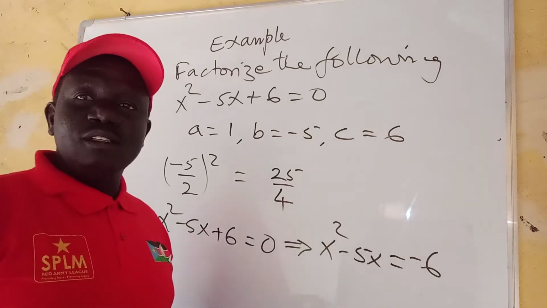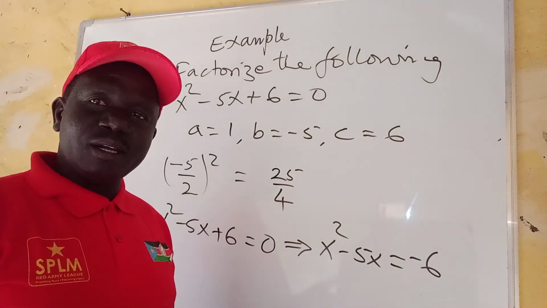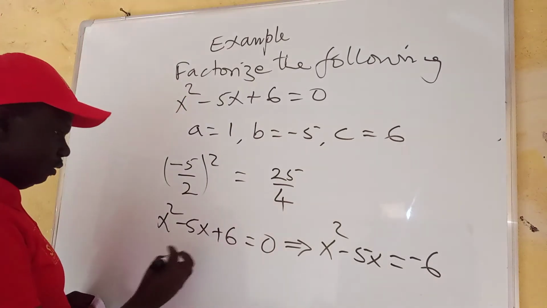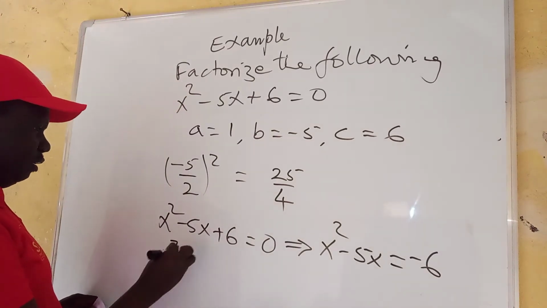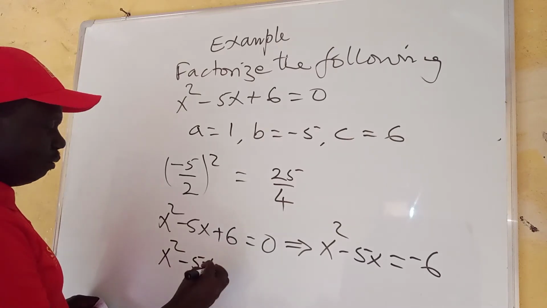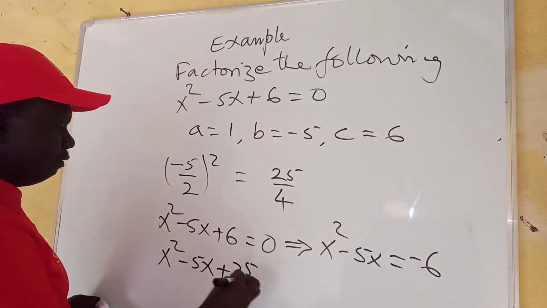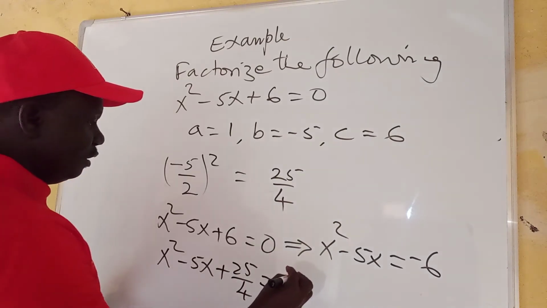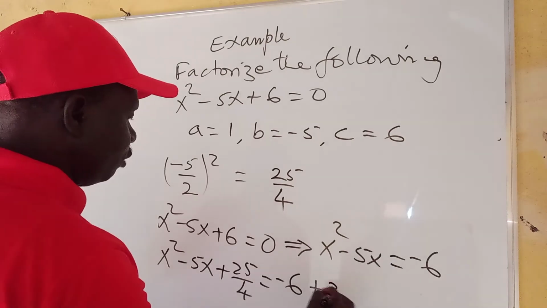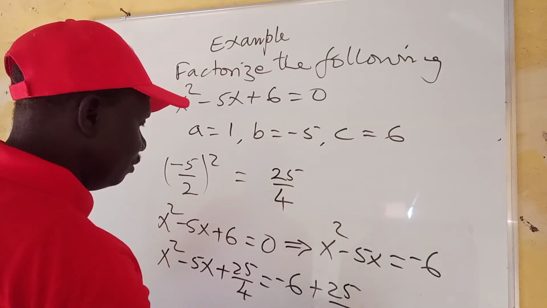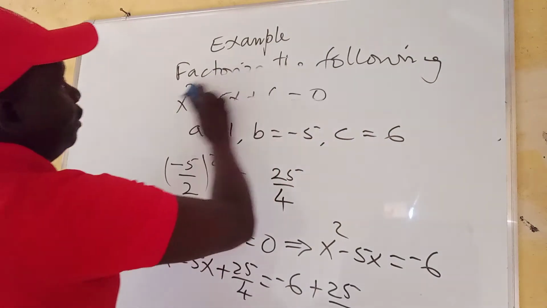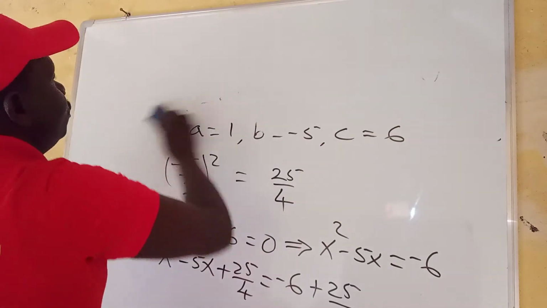Now the last step is to add the squared number to both sides of the equation. X squared minus 5x plus 25 divided by 4 is equal to -6 plus 25 divided by 4. Let me rub this part for continuity of our solution.